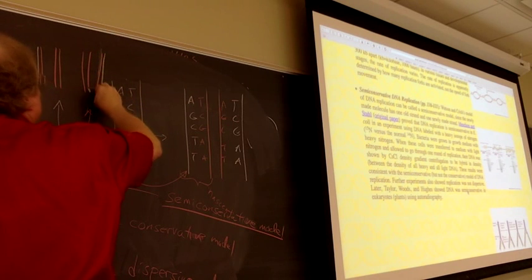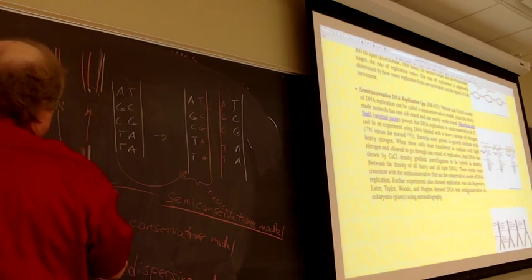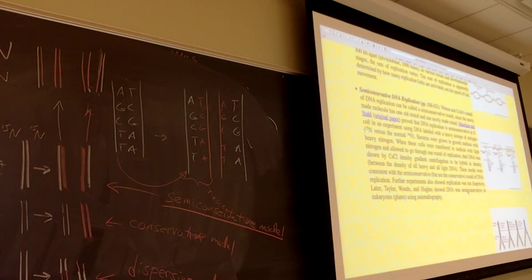The new DNA is light. So we're going to get half of our molecules of the hybrid density, half of the molecules completely light, if red means completely light. And that's exactly what they got. Their results through this second generation were completely consistent with semi-conservative replication and completely inconsistent with conservative replication.